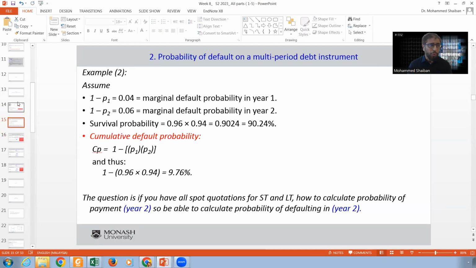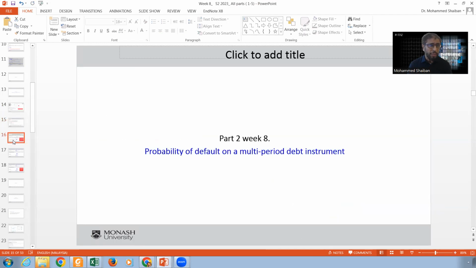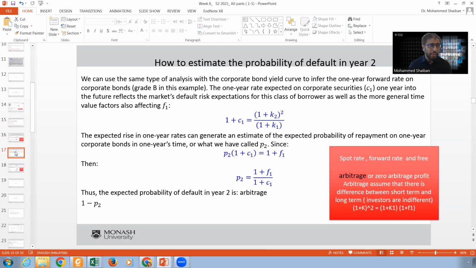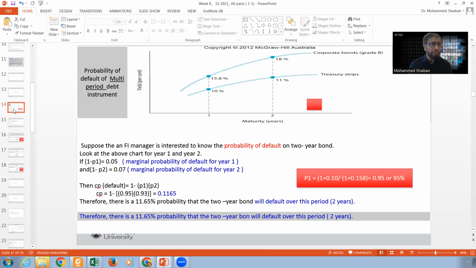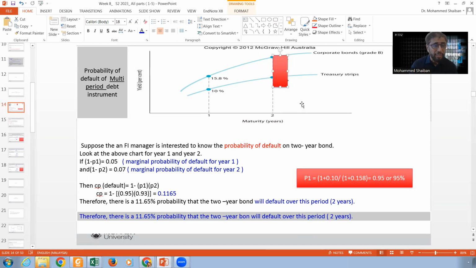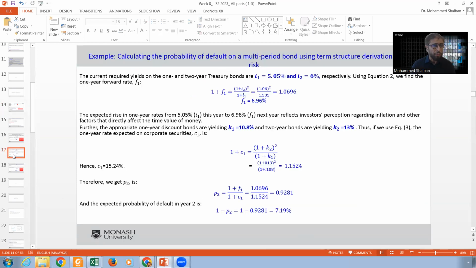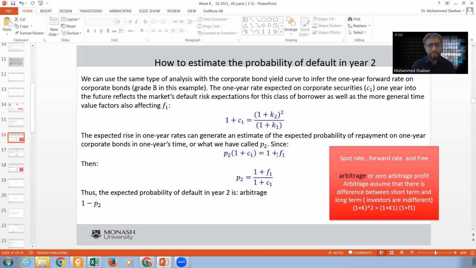I don't know I2 and I don't know K2. Those are missing when I calculate. So if I want to calculate the 2 years, I have to figure out how I can do that. The only way to figure it out is to assume something called arbitrage.